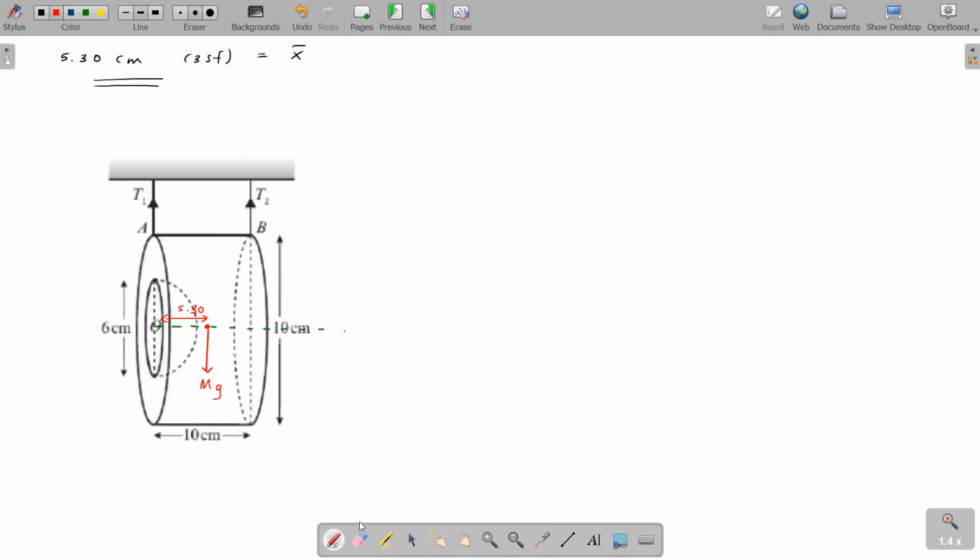All you have to do here is, the object is in equilibrium, so you can go for vertical equilibrium here. When you consider vertical equilibrium, T1 plus T2 is equal to capital Mg. Right, guys? So that's one equation.